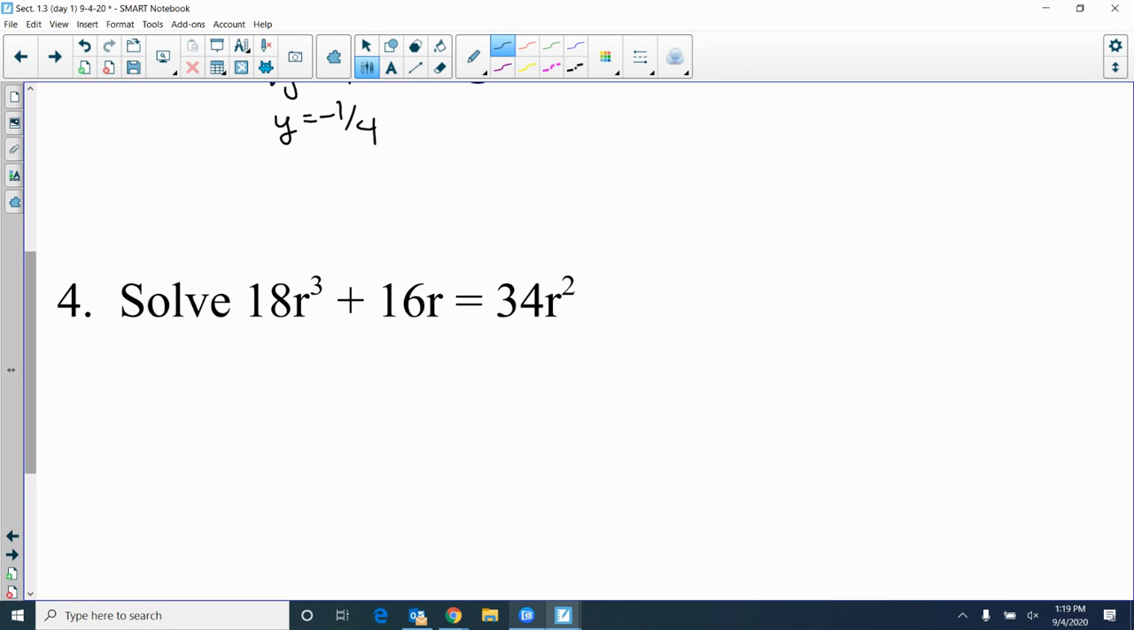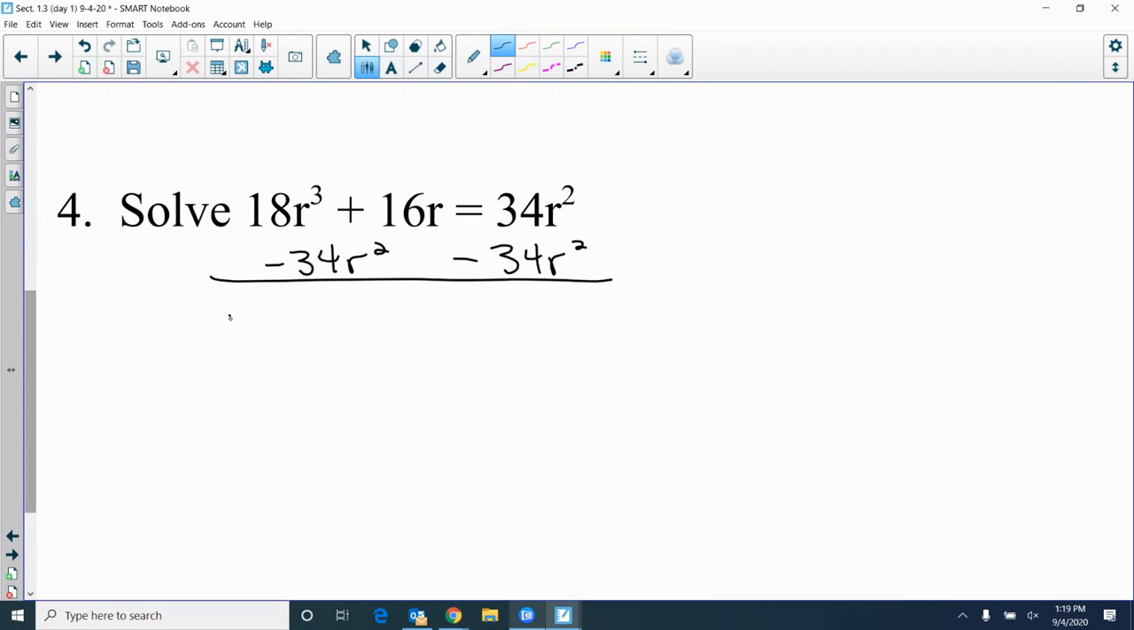All right, 18r cubed plus 16r equals 34r squared. Obviously, we'll want to set it equal to 0. When you do that, make sure you put it in descending order. Go r cubed first, then the r squared, and then the r last. So when I subtract 34r squared, that gives me 18r cubed minus 34r squared plus 16r equals 0.